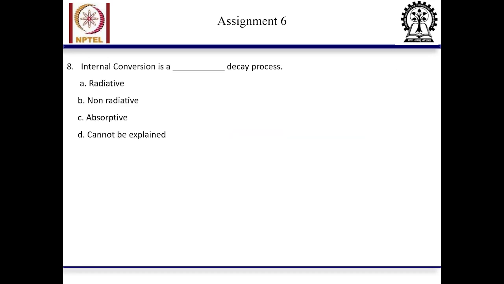Correct. Now the next question: internal conversion is a radiative decay process, a non-radiative decay process, absorptive, or cannot be explained? Can anyone answer, if you have understood the concept I told you? What is the answer for question number 8? Yeah, Sweta says B. Anyone else has a different answer?